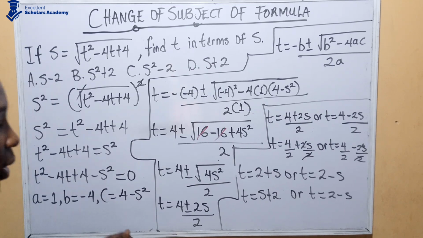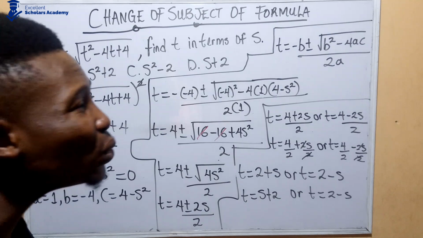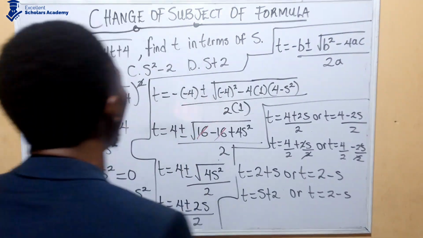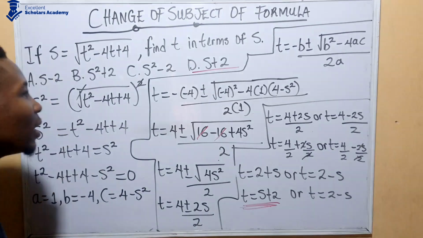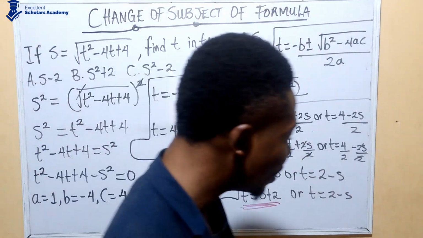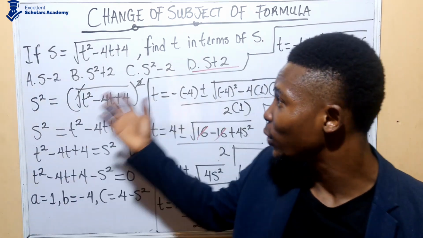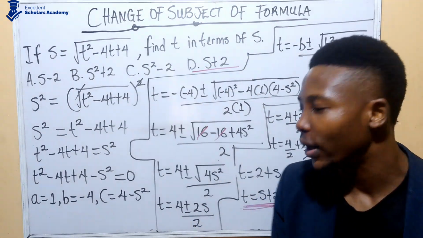The negative here is in front of s, but the negative there is in front of 2, so they are two different things. So s plus 2 is going to be our answer. This is the one we are going to take as our answer. So if you make t the subject of the formula here, you're going to have s plus 2. Now, I know maybe when you saw this question, you never knew you were going to use the formula method. So this is our answer.